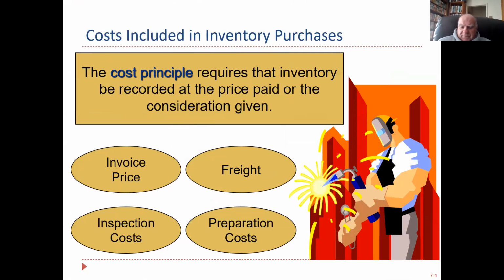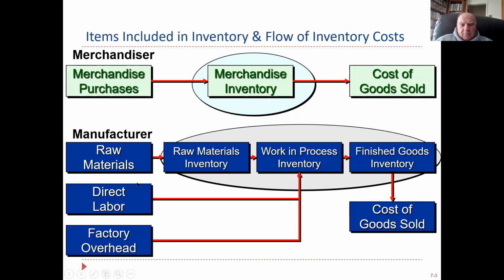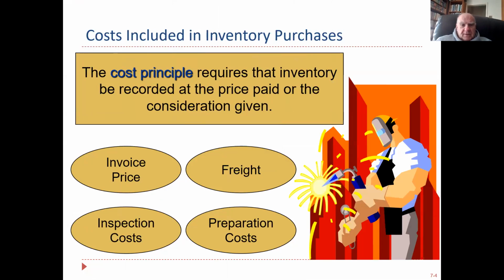Don't worry about raw materials, direct labor, overhead. This is 240 material. We don't care about that right now. We're strictly merchandisers here. And the cost principle requires, like I just said, you paid $100,000 for some goods, it cost you $5,000 to bring it across the country. And then when it arrived, you had to carefully inspect it. That cost you another $5,000, so up to $110,000.